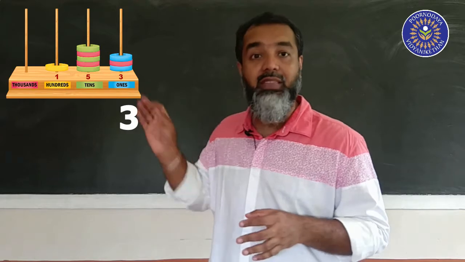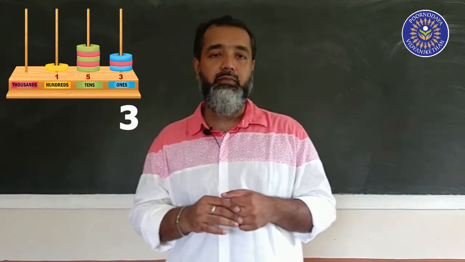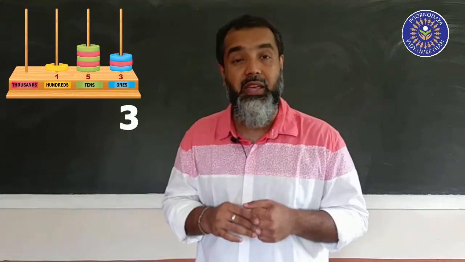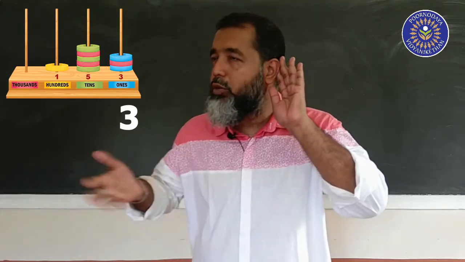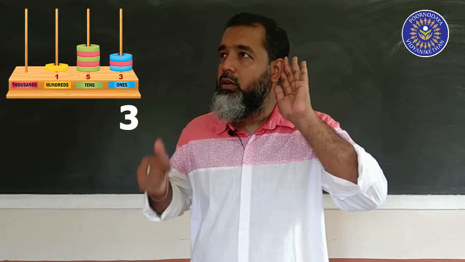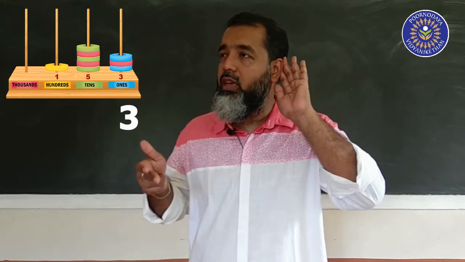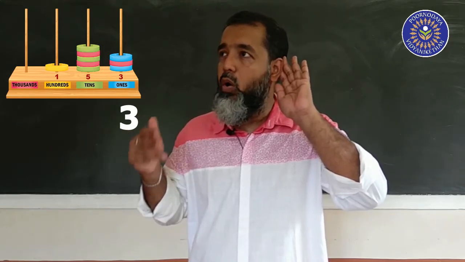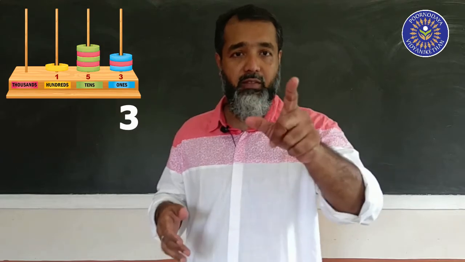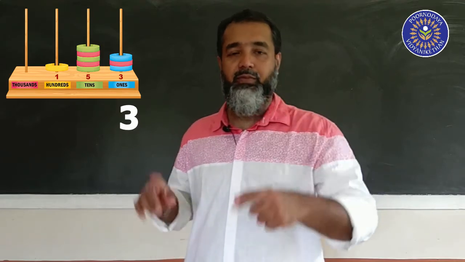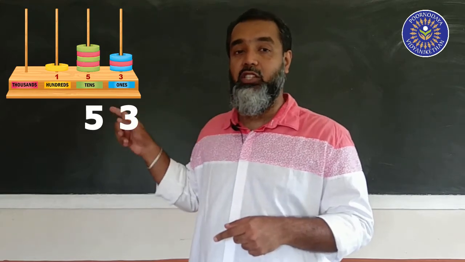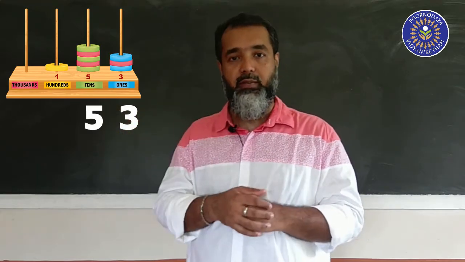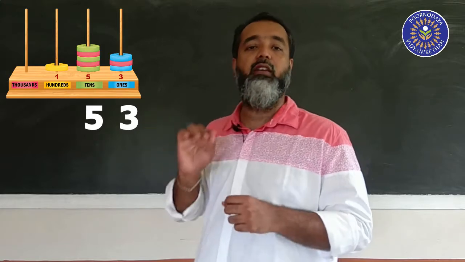Now how many rings in the tens place? It's not audible. You need to count: 1, 2, 3, 4, 5. Yes, 5. In the ones place you have 3. Now in the tens place you have 5 rings. So at the bottom you write 5.